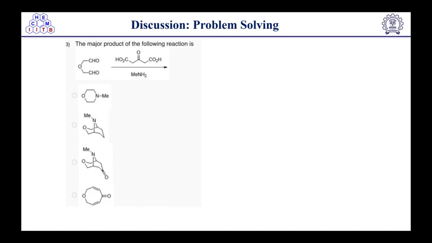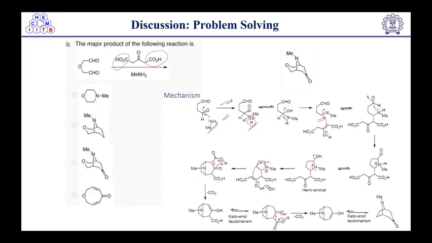The next question is: the major product of the following reaction is. So again here we have two aldehydes, amine, and here we have the same previous example only. We have to do the same way. How will you do this one? This is the mechanism you have to follow for this one also. So the correct answer is this one. Follow the same way. We have already discussed this mechanism many times. So now I hope you can solve this.